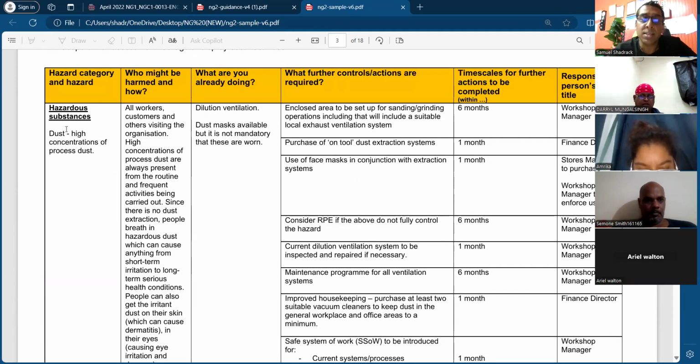So once you give the hazard category, notice here, if you notice up here, let's pull the marker. It has two things here: the hazard category and the hazard. The hazard category you get from the table, and then you have to give an example of the hazard. So the hazard category is hazardous substance, and the hazard they put is dust, high concentration of processed dust.